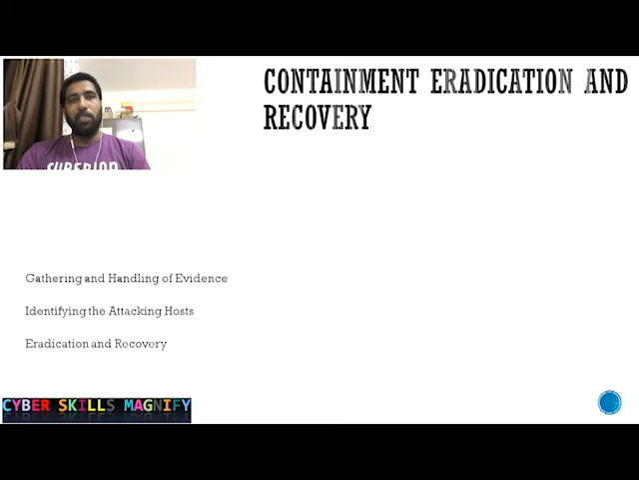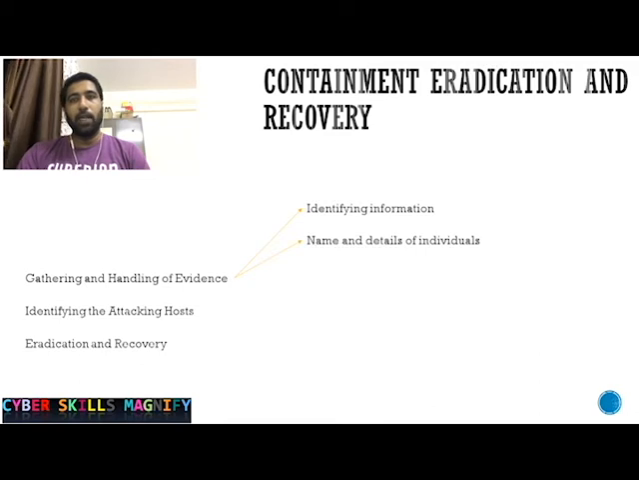Identifying information, that is the location, serial number, model number, host name, media access control address, and the IP address of the computer. The name, title, and phone number of each individual who collected or handled the evidence during the investigation. Time and date, which also includes the time zone for each occurrence of evidence handling. And the location where the evidence was stored.